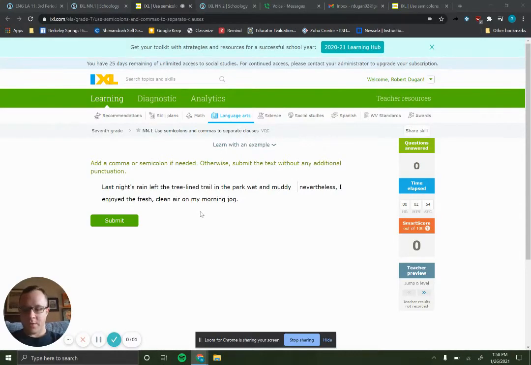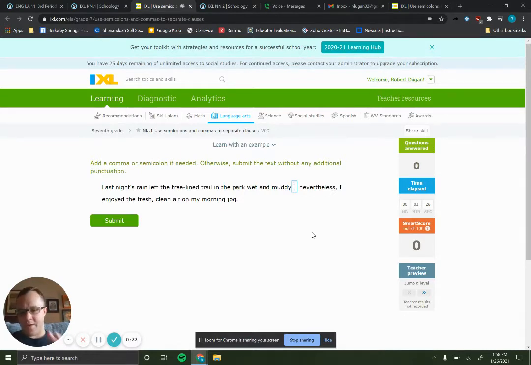Hey guys, so this is going to be a tutorial for NN.1. Basically, what we're looking at is semicolons and commas to separate clauses. It's going to give us a little box here, and we're going to have to either type a semicolon, which is the one that has a dot and then a comma underneath it, or a comma, which is just a comma.